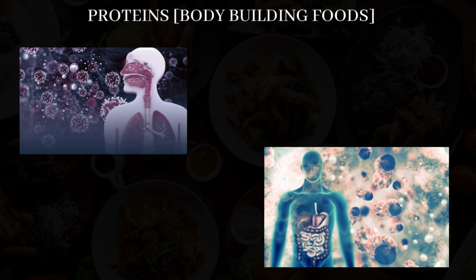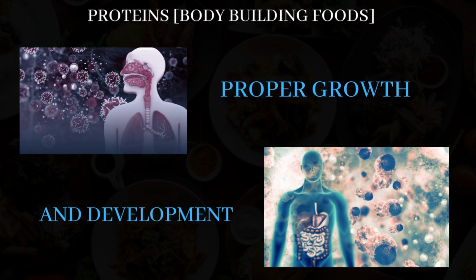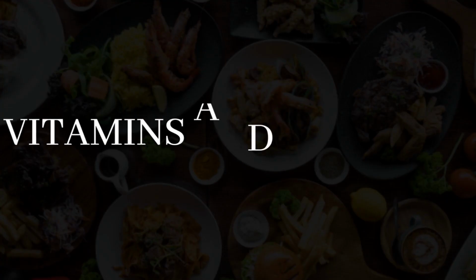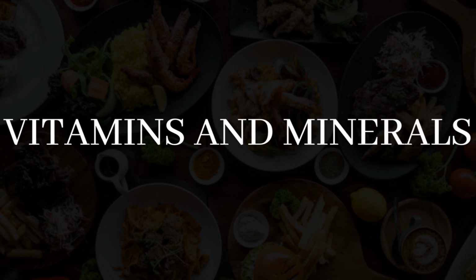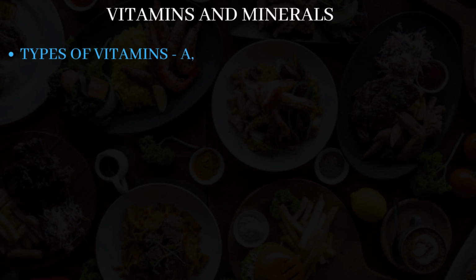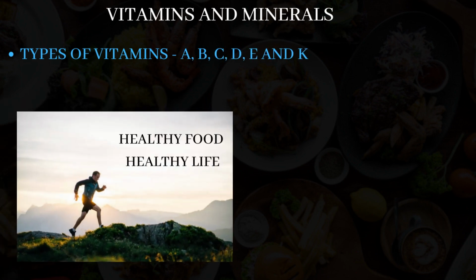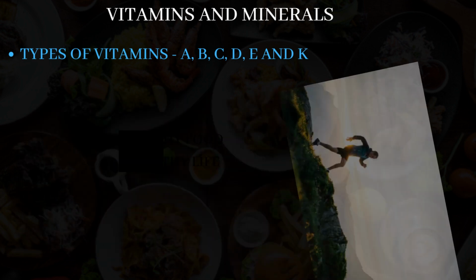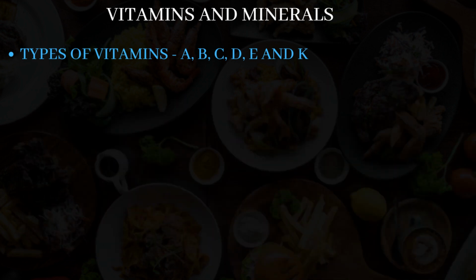Proteins are required for the growth and repairing of our body. Foods rich in proteins are often called bodybuilding foods. Vitamins are important for our body, and there are many different types of vitamins, such as vitamins A, B, C, D, E, and K. We need these vitamins in small amounts to stay healthy. Each vitamin has its own work.